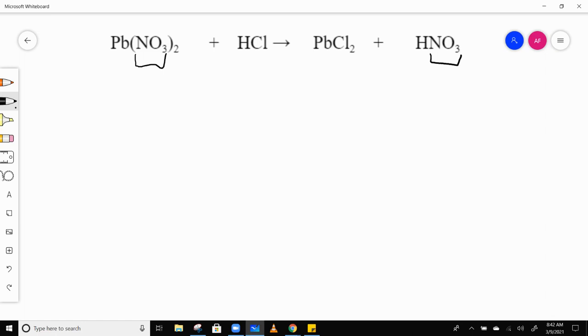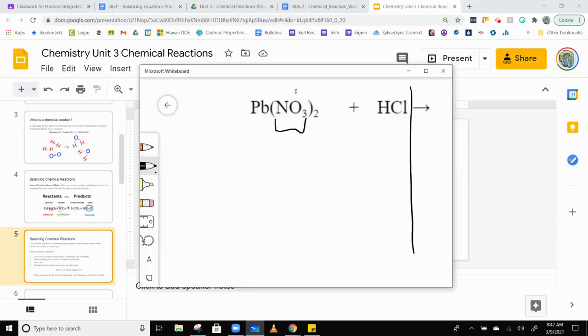So these stick together. If they stick together from both sides, what we can do is, when we count our atoms here, oops.